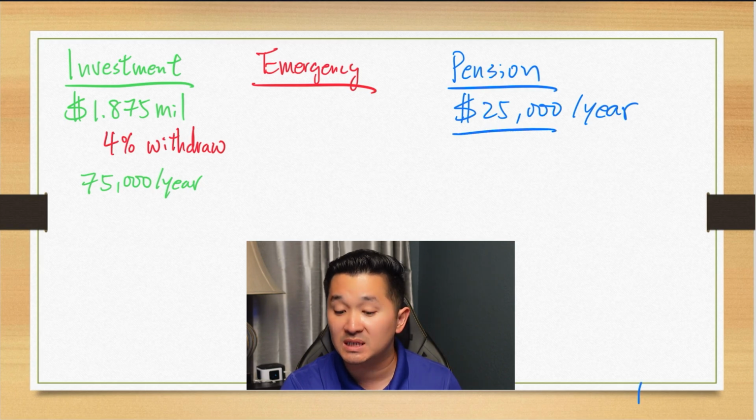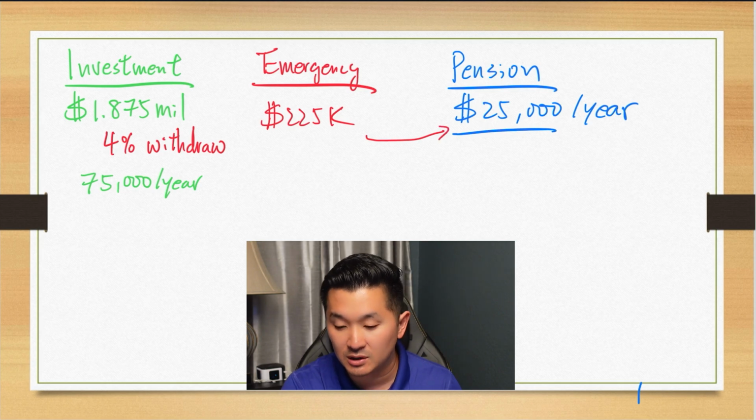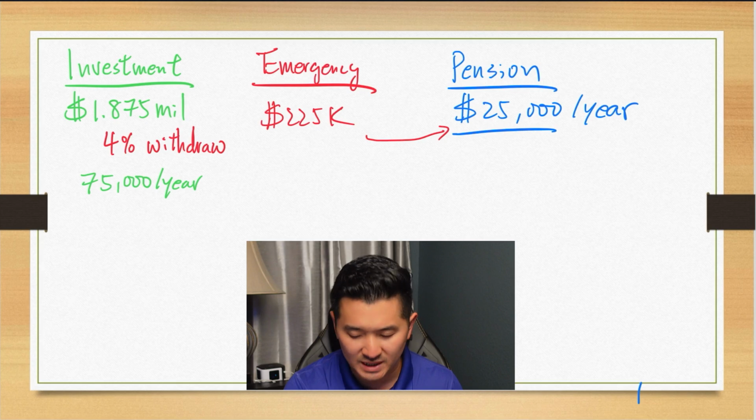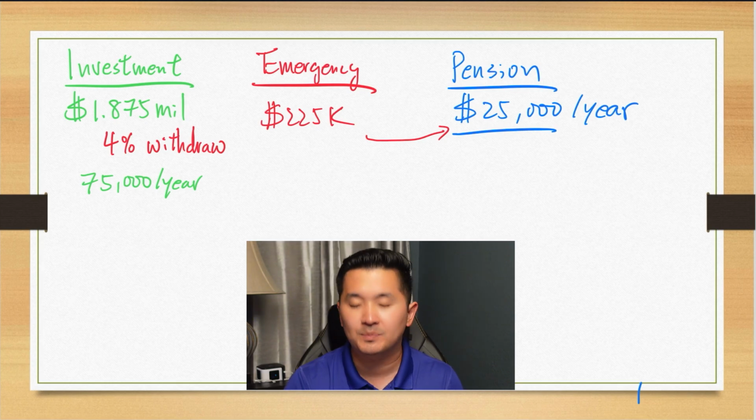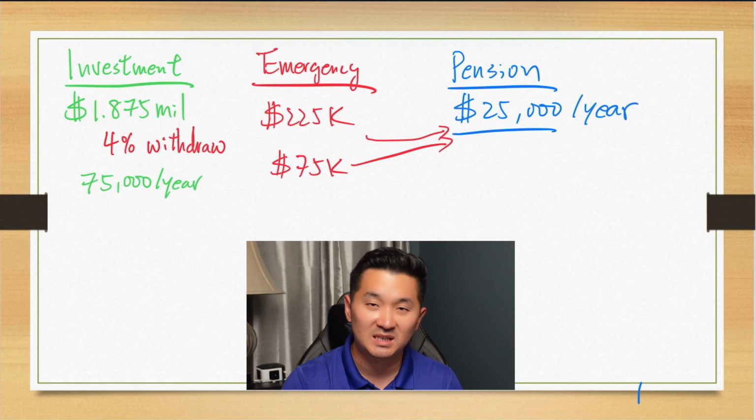So my emergency fund will just need to have $225,000 instead of $300,000, because I would still have $25,000 a year that will supplement that cash flow. So let's say I'm retired in 2022 and we're experiencing a bear market. I'm going to withdraw $75,000 from the emergency fund and use my pension as my supplemental income.